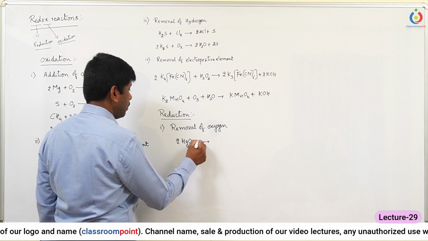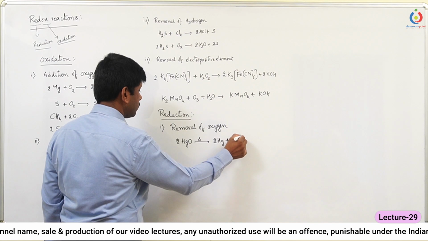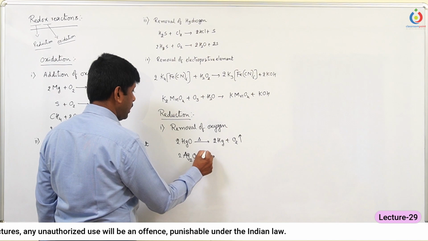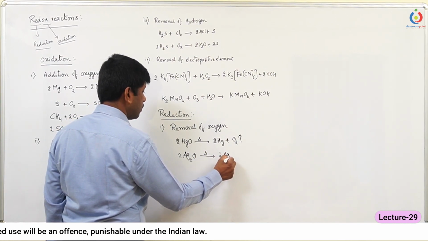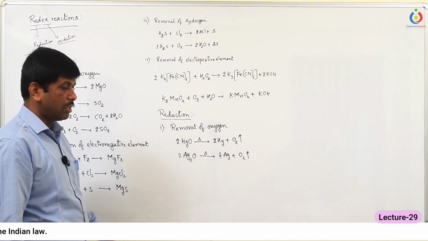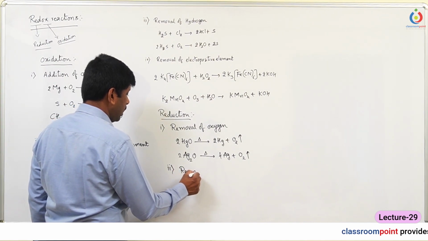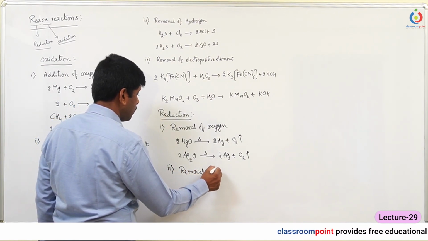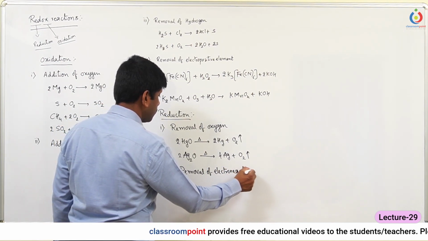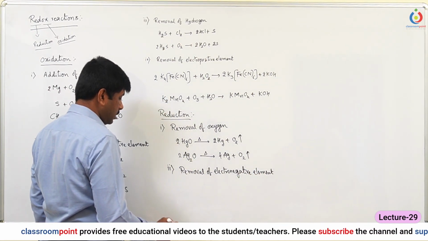Mercuric oxide on heating gives mercury plus oxygen. Oxygen is removed. Similarly, take silver oxide and heat it. It gives silver plus oxygen. So these are all reduction reactions. Removal of an electronegative element is also known as reduction.